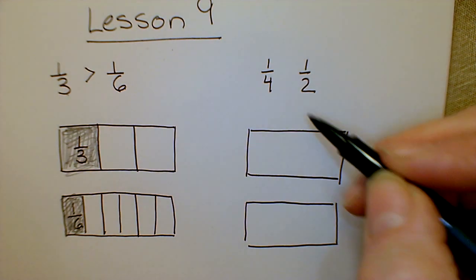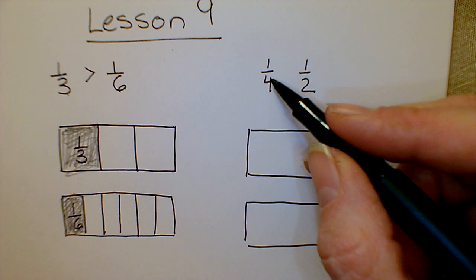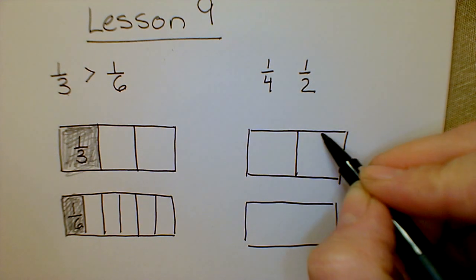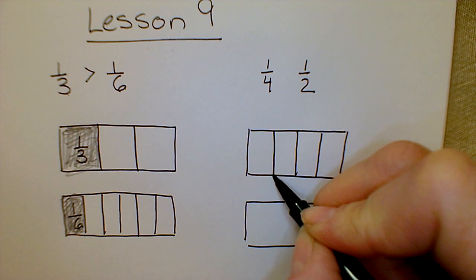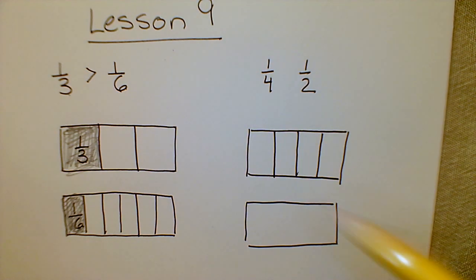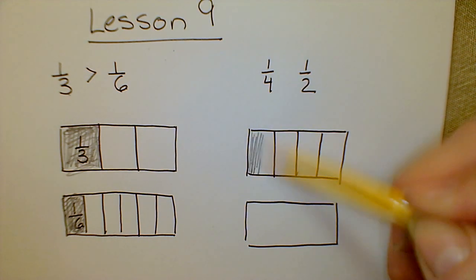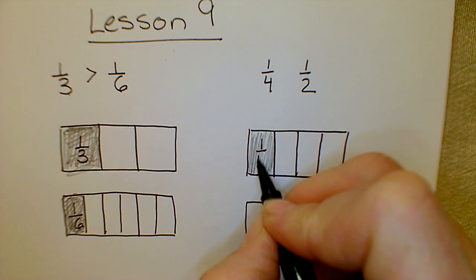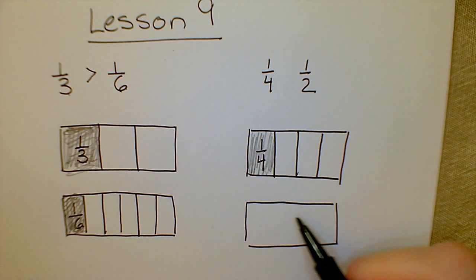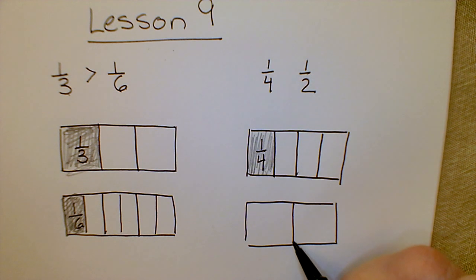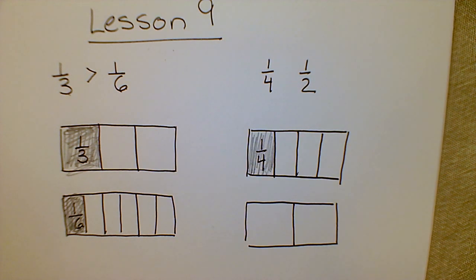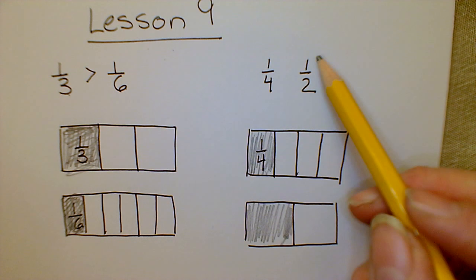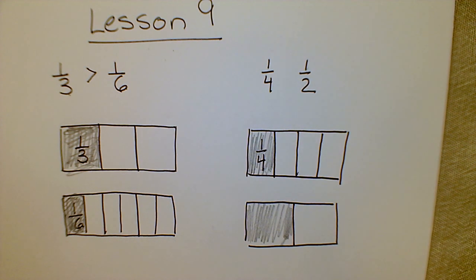Okay, so now let's do 1/4 first. So I'm going to show 1/4. I have to split this into 4 equal parts or units. And I'm going to fill in one of them again. And I'll label that as 1/4. Now let's compare that to 1/2. So for 1/2, I'm just going to divide it in half. And I'm going to go ahead then and shade in the 1. So again, the 1 represents how many pieces I shaded in.